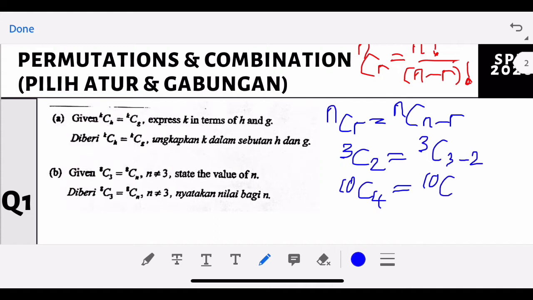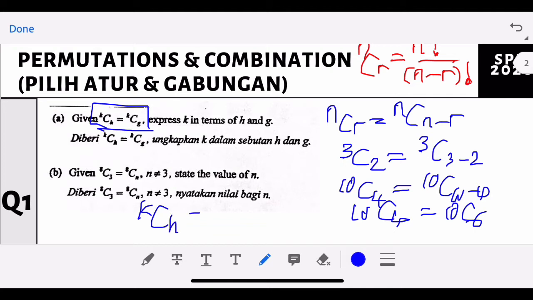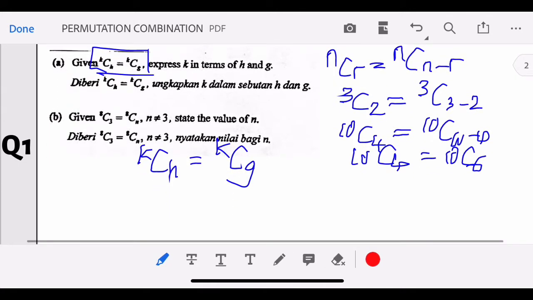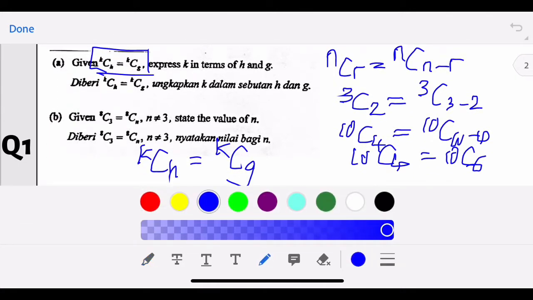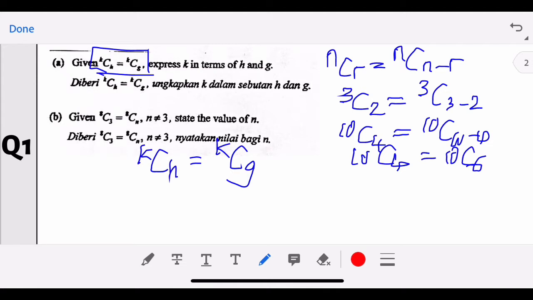So 3C2 is equal to 3C(3 minus 2). Example, 10C4 is 10C(10 minus 4). Or maybe you can write any number, and you will notice that it fulfills the formula. So in this case, I can apply the concept here. That means KCH, I can write, applying the formula, as KC(K minus H), where K is the N.